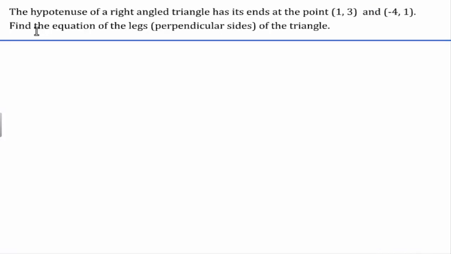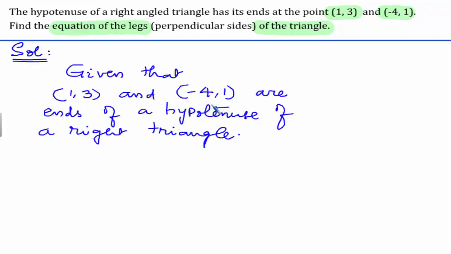In this question, let's see that the hypotenuse of a right angle triangle has its ends at the points 1, 3 and minus 4, 1. We need to find out the equation of the legs of the given right triangle. Let us see the solution for this now. Given that 1, 3 and minus 4, 1 are the ends of a hypotenuse of a right triangle, we have to find out the equations of the legs.